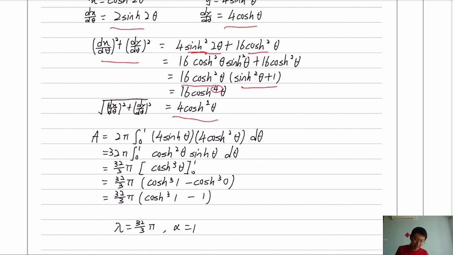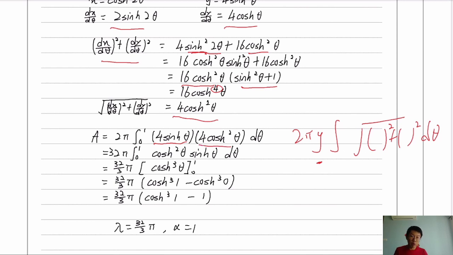The surface area is 2 pi y, integrate the root of the thing that we found just now, the dx d theta squared plus dy d theta squared, d theta. In this case, y is 4 sine theta. The expression for the whole square root we already found. From there, just tidy up the constant, and we end up with cos squared sine. How do we integrate this? We have to use substitution.